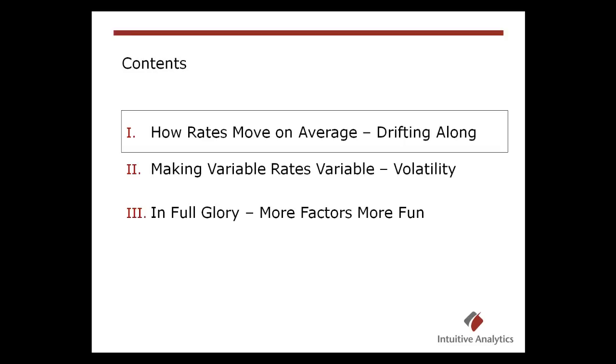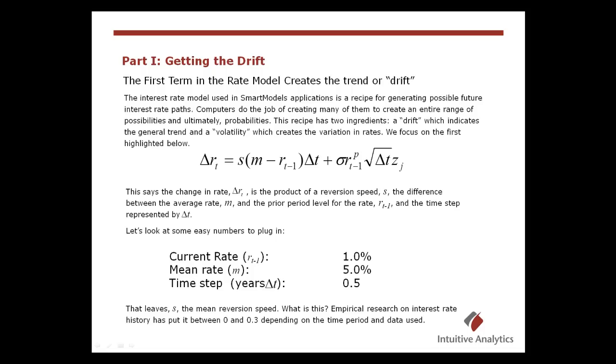So here we have our recipe, our formula, which might look a little imposing at first, but it's really not once you break it down. We're first going to just look at this initial term. And what this formula tells us is that the change in rate, that is the delta R, is just a mean reversion parameter, which is S, multiplied by our average rate within the model, M, minus the rate from the time period prior, our t minus 1, times the time step, our delta t. So what does this mean?